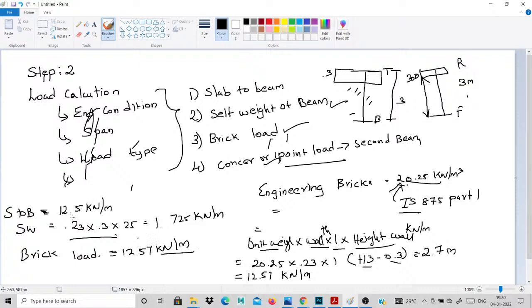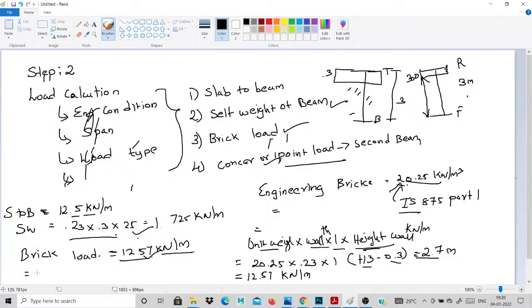Now it's clear. The first load is the slab load, which we discussed yesterday. The next load is the self weight of your beam. The next load is the brick load. This is the procedure: unit weight into wall thickness into height of the wall per meter. The unit weight is taken from IS 875 part 1. Sometimes the wall thickness is 0.23, or you go for 0.3 or 0.35 based on your wall. Height is the total building height minus your beam depth, so 2.7 meters. So 20.25 into 0.3 into 1 into the total height gives about 12.25 per meter.